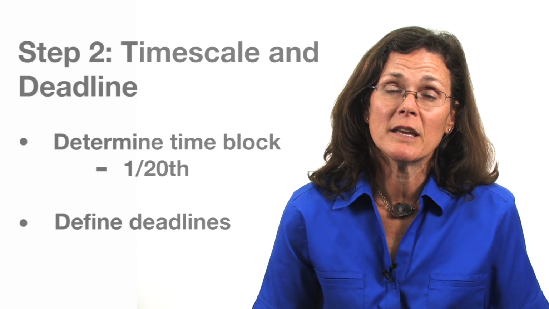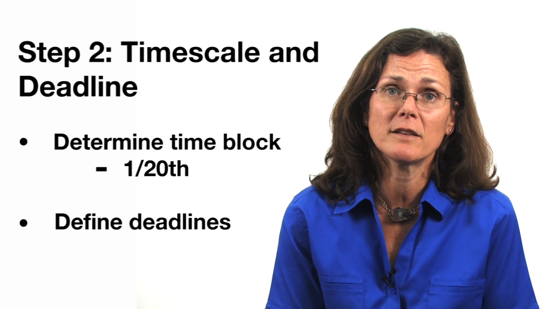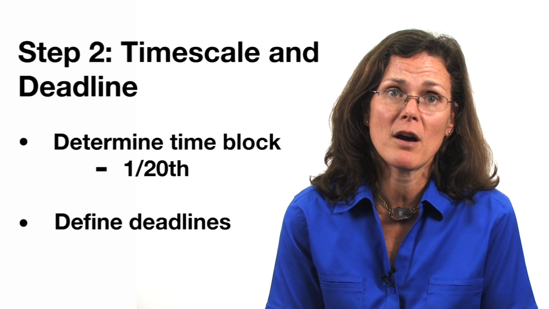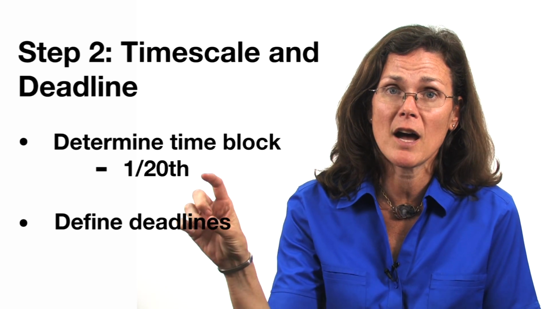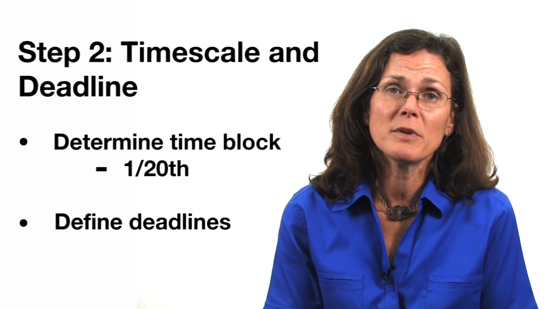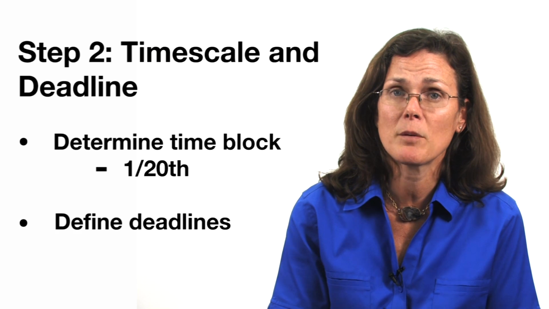Step 2 is to define the overall timescale and deadlines for your project. First, you need to figure out the time block that you want to use in the top of your Gantt chart. One rule of thumb is to use about 1/20th of the overall duration of your project for that time block.